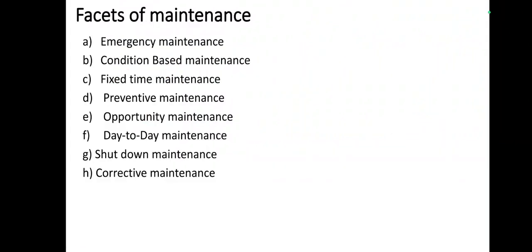So what are the different facets of maintenance? Facet means different types of maintenance. It starts with emergency maintenance, condition based maintenance, fixed time maintenance, preventive maintenance, opportunity maintenance, day to day maintenance, shutdown maintenance, and corrective maintenance. We'll see it one by one.